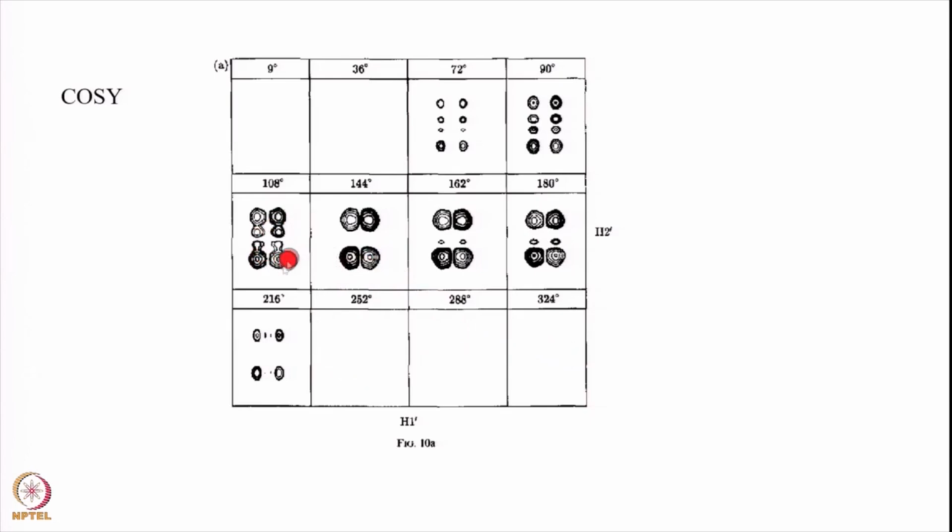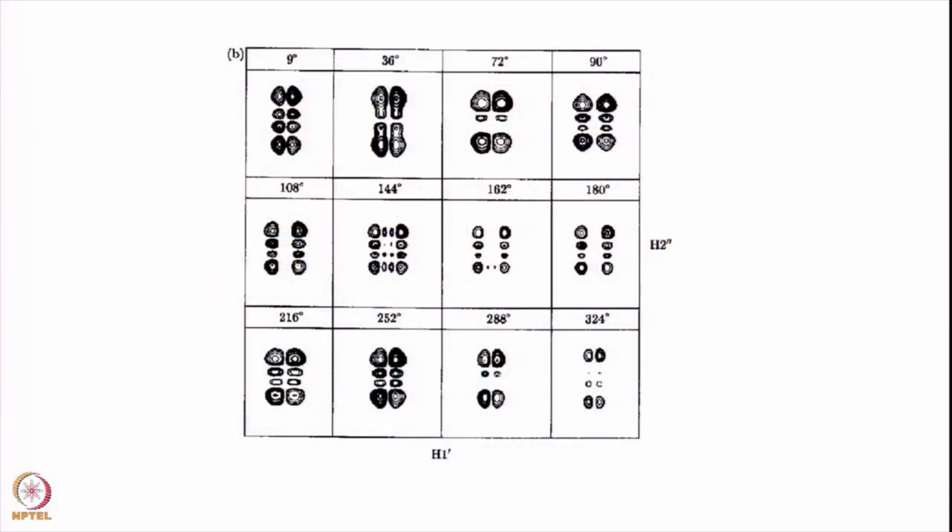Okay. Now therefore these are the patterns which are calculated and simulated, keeping in mind the resolutions and the line widths. So experimentally what we have to do is simulate and compare with the experimental spectra to estimate the correct values of the coupling constants. Okay. Now this is a similar simulation for the 1 prime 2 double prime peak.